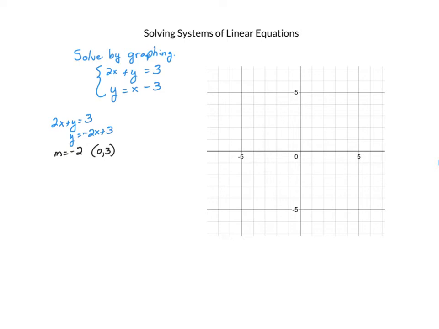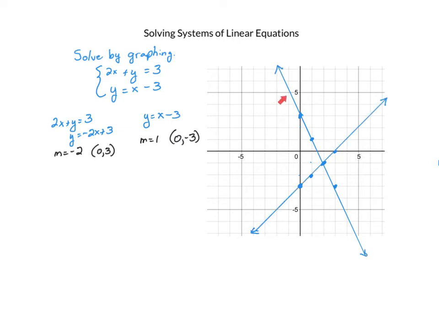So now let's come over to our grid and graph this one. We'll go up to the y-intercept of 3, and we'll use the slope to find other points. So that's down 2 over 1, down 2 over 1. We'll find one more, down 2 over 1. And we could put a straight edge down and draw the line. Now for our second equation, we have y equals x minus 3. For this one, the slope is equal to 1 and the y-intercept is negative 3. So let's graph this one as well. The y-intercept down here at negative 3, the slope is 1, so up 1 over 1, up 1 over 1, up 1 over 1. And now again, we can draw the line.